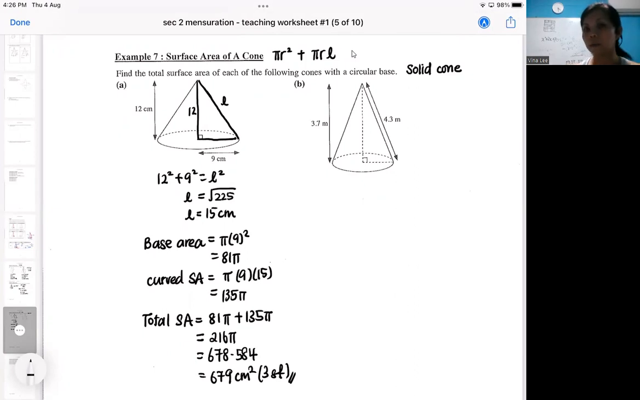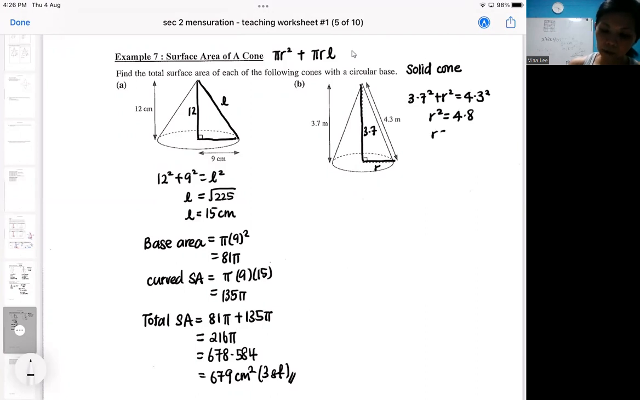Okay, so same thing applies for part B. Observe what you have and what you don't have. Currently I don't have the base radius, so you got to form the Pythagoras first. And if you're going to take a square root and it's not going to give you a nice number, then don't press it out, because this is not your final answer.